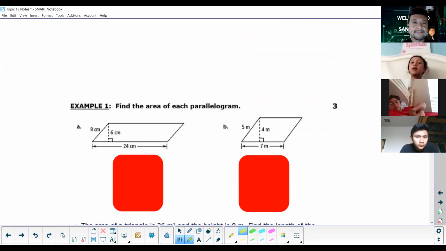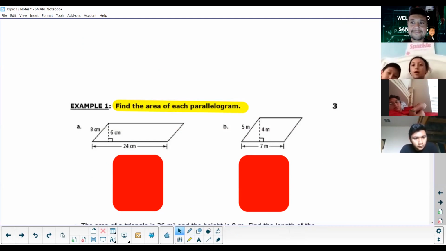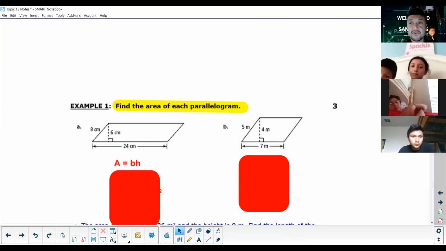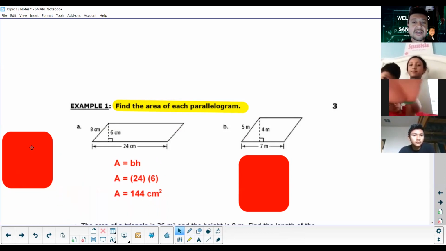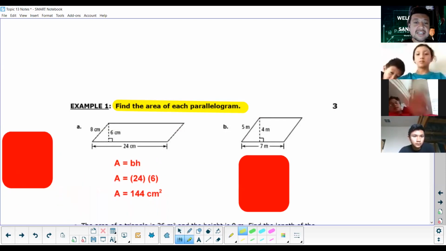Find the area of each parallelogram. Okay, so walk me through. How would I find the area of 1A? You do 24 times 6. Yes. So first start with the formula, base times height, and then you do 24 times 6, and afterwards you get 144 centimeters squared. Now, keep in mind, you're dealing with area anytime you have centimeters squared, because that means you're talking about how much space it occupies.